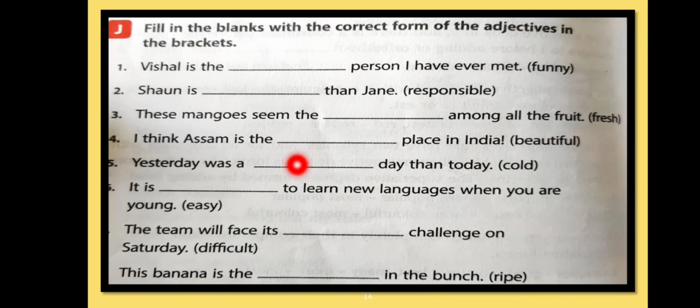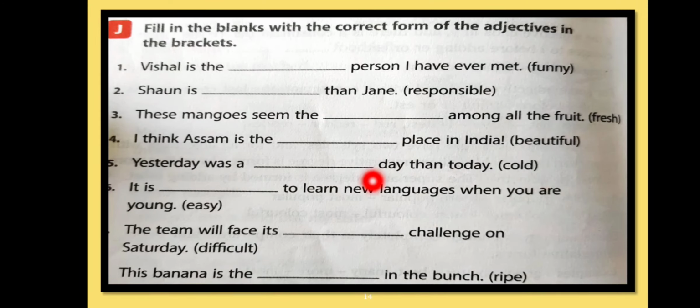I think Assam is a dash place in India, in bracket beautiful. The word beautiful is more than one syllable. Break the word, so you will get three syllables. So you have to use more or most. The is used, so you can use the most beautiful place in India.